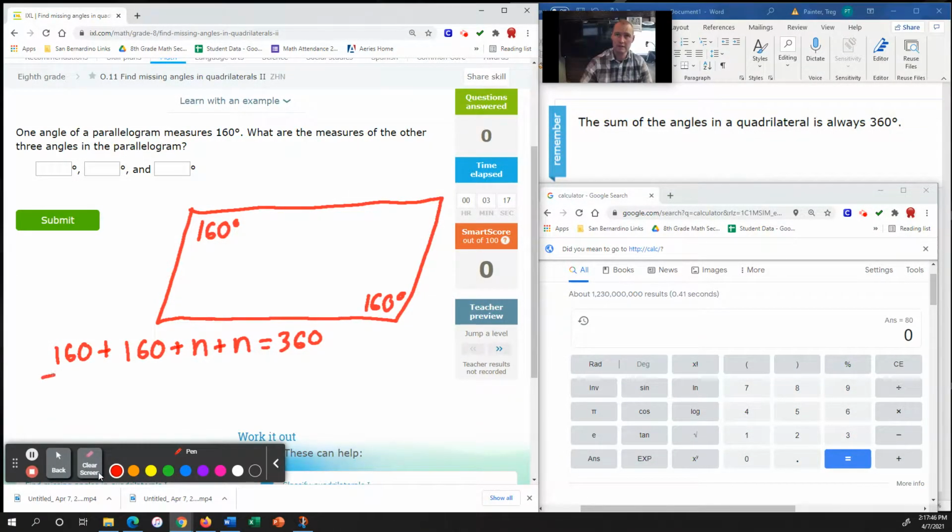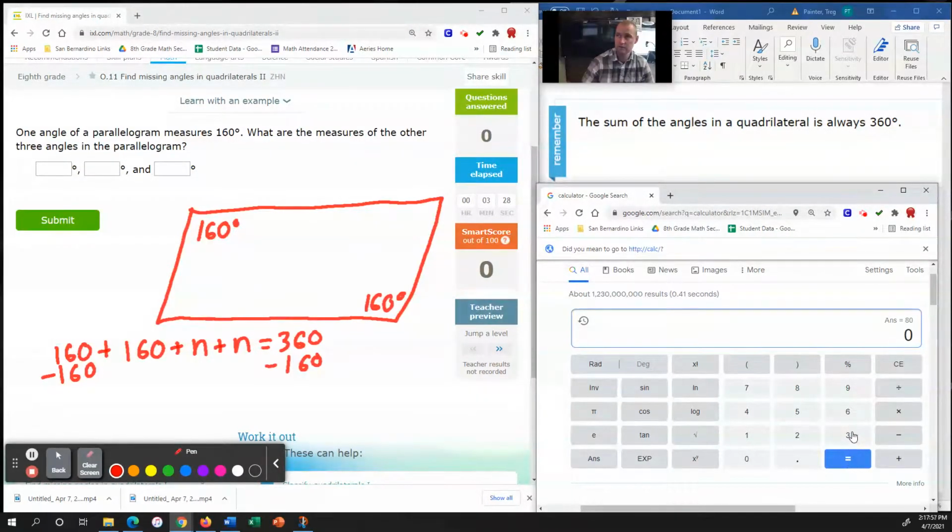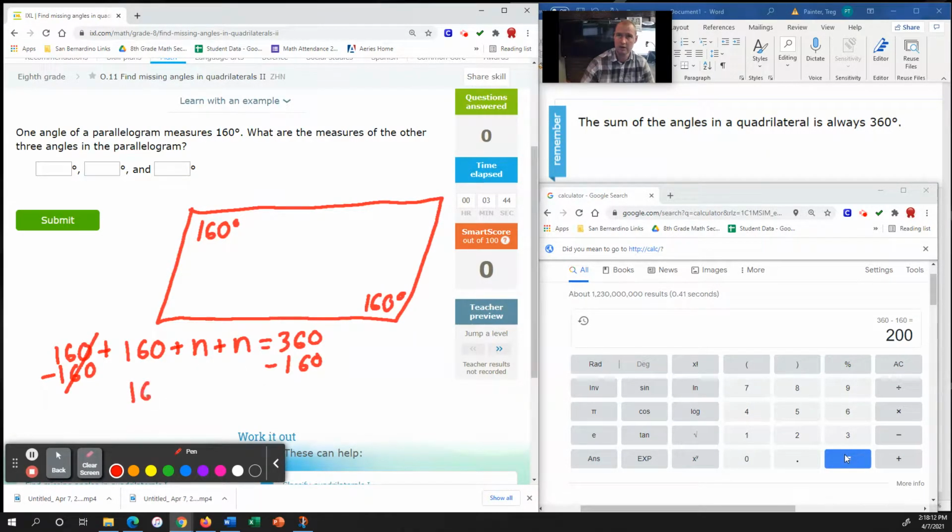All right. First of all, we could subtract out 160 from both sides. So minus 160. Notice I have open a Google calculator, nothing fancy about it. It's just a calculator that everybody has access to. So I'm going to take my 360 minus 160 equals 200. So those 160s are out. Let's go ahead and bring down the rest of our information: 160 plus n plus n equals 360 minus 160, which is 200 even.